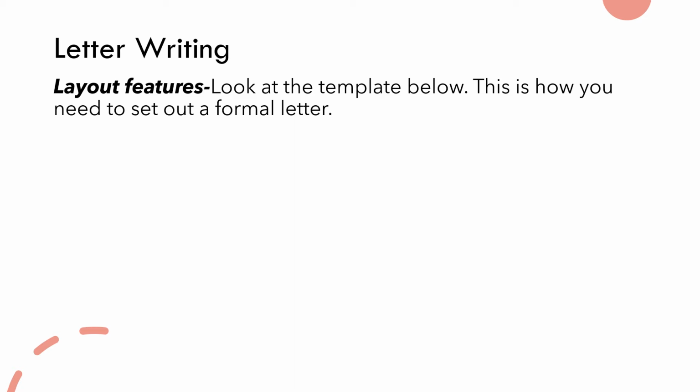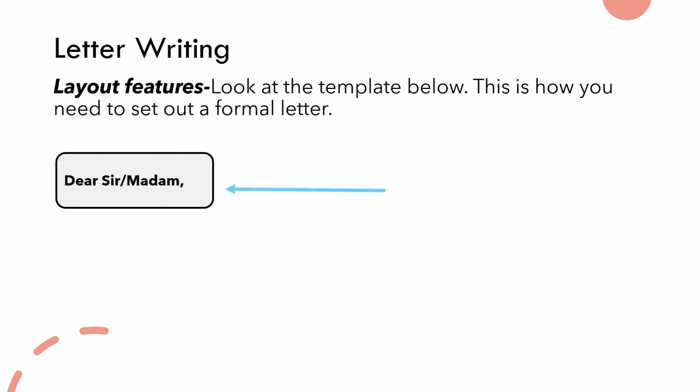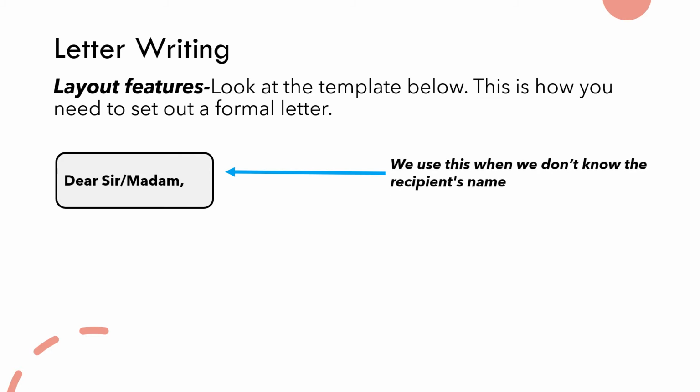The other features you need to be aware of are things like this. So when you start your letter, if you don't know the person, you need to say "Dear Sir" or "Madam." We do this because you might not know who the person is that you're actually addressing. It might be someone in a certain position, it might be a head teacher, it might be a local MP, but you might not necessarily know whether it's male or female, or you might not know what the actual recipient's name is.